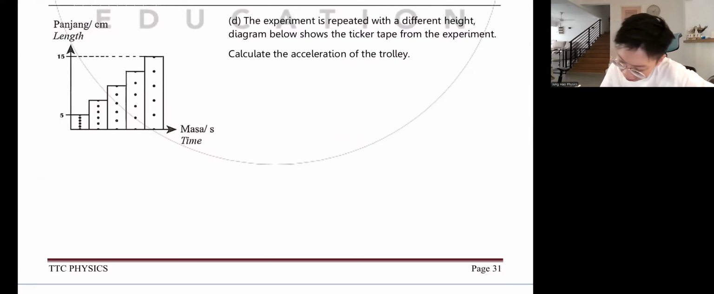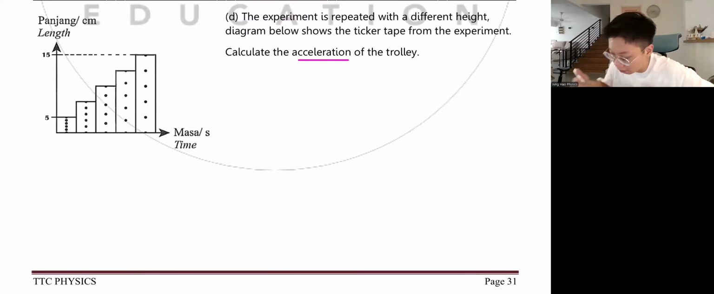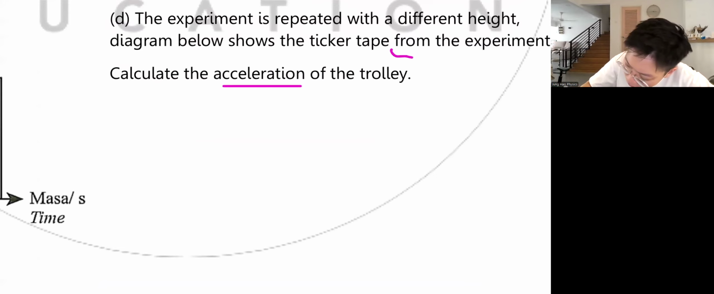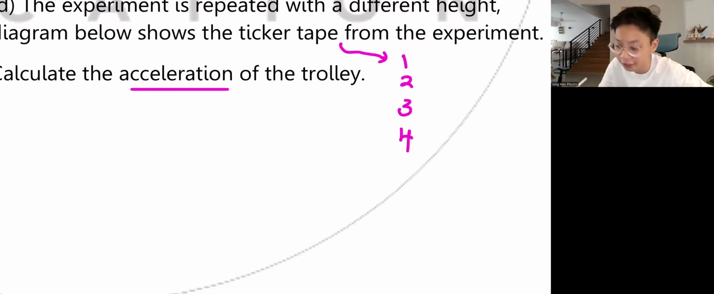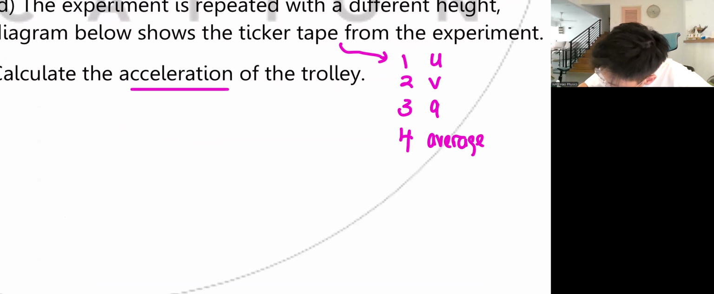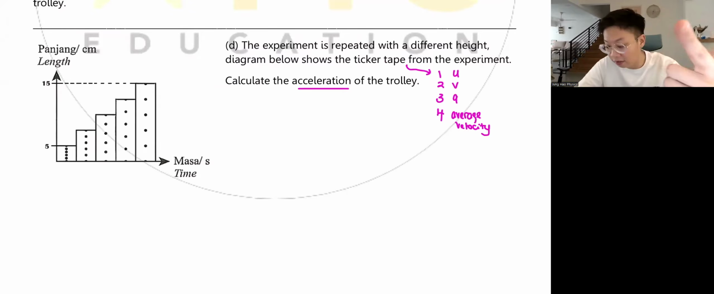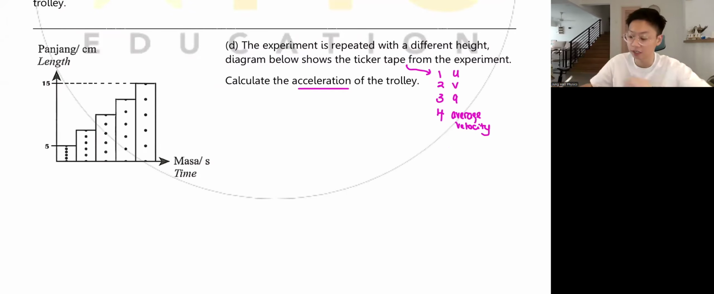Okay, I want you to do the acceleration of the trolley. Usually for ticker tape calculation, they will ask four common calculations: U, V, acceleration, and average velocity. You need to know how to find the initial velocity, the final velocity, the acceleration, and the average velocity. Very, very important.